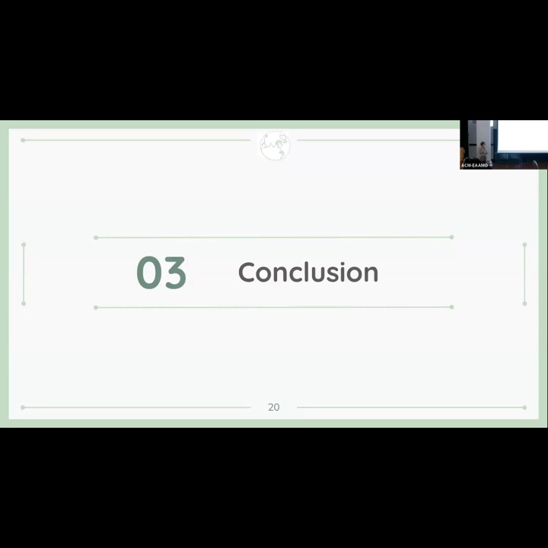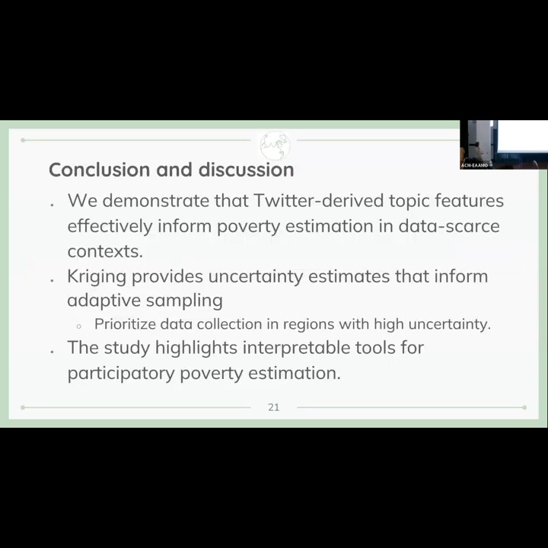So to conclude, here we demonstrated that Twitter-derived topic features can effectively inform poverty estimation, particularly in data-sparse contexts. Kriging was interesting because we demonstrated that social media data can also be interpolated. At the same time, kriging provides uncertainty estimation that informs adaptive sampling.